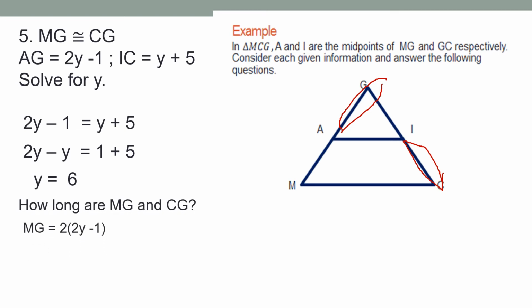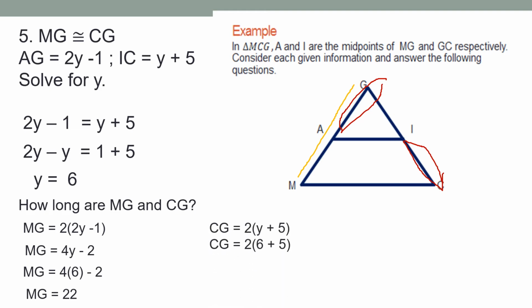MG is equal to twice the value of 2y minus 1. So, nandito yon. 2 times 2y minus 1. MG is equal to 4y minus 2. Substitute the value of y, which is 6. 4 times 6 minus 2. 6 times 4 is 24 minus 2. MG is equal to 22.